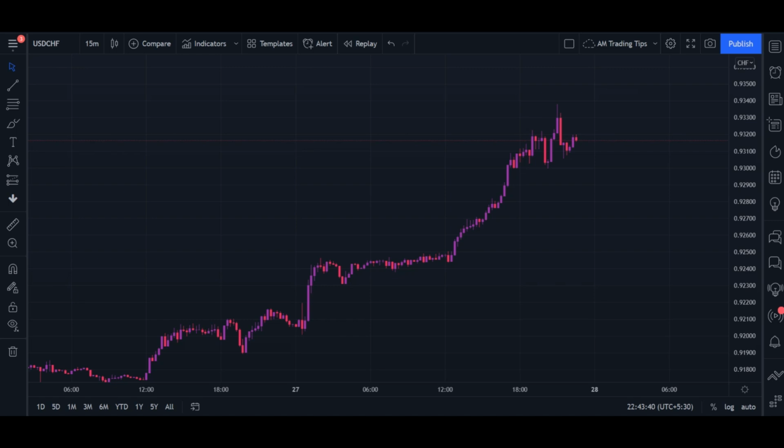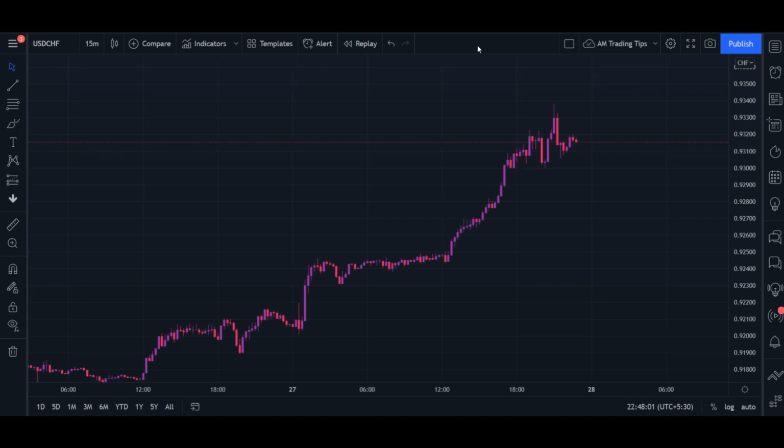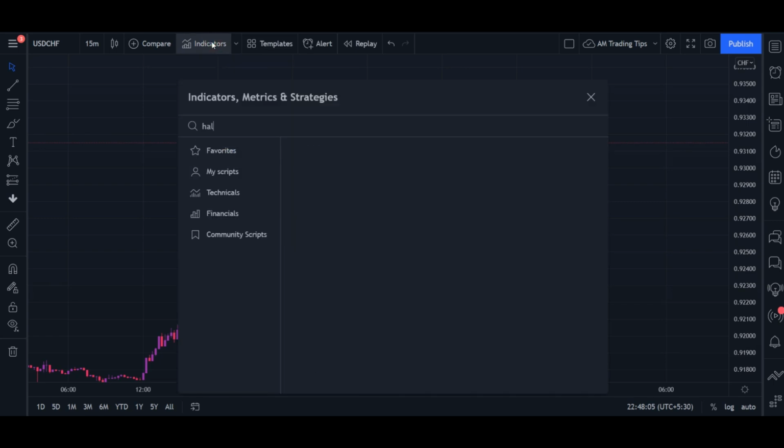First, let us discuss the indicators that we will use in our strategy. The first indicator that we will be using is called the Half Trend indicator. The indicator is available on TradingView as well as MT4 platforms. Now let's start implementing our strategy by heading to the indicators box, and in the search field type Half Trend and choose the first indicator. Make sure that the name of the creator is Everget.